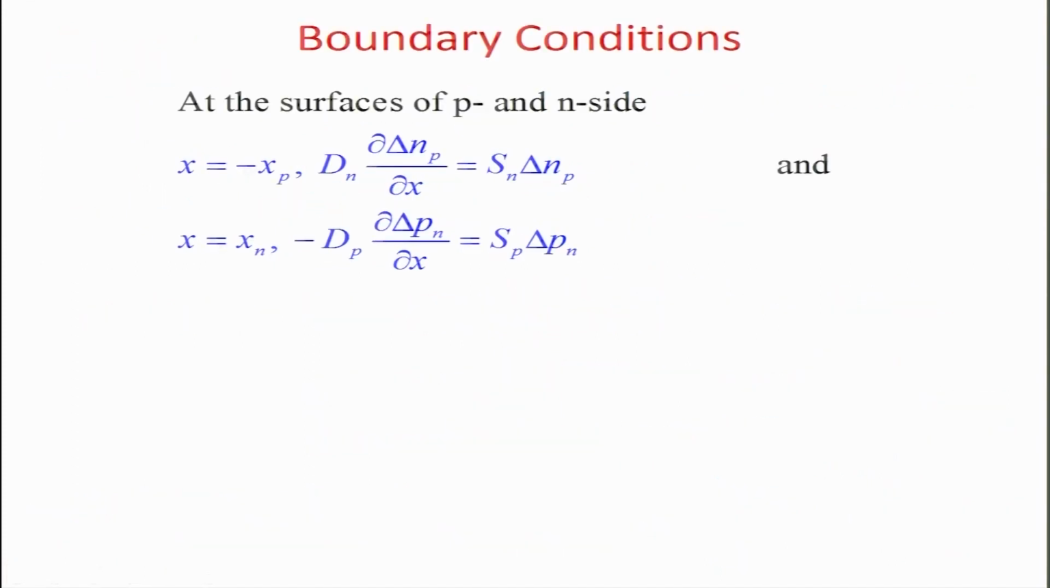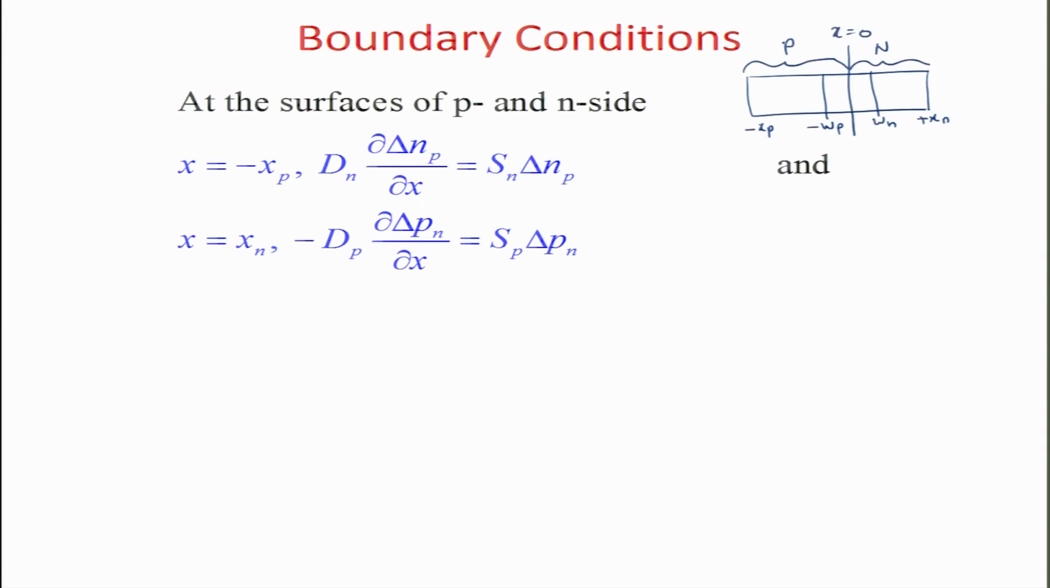First thing is we have to analyze what the boundary conditions are in order to solve the equations. The boundary conditions are at the surface of the P and N side, that is at x equal to minus x_p and x equal to x_n. If you take this as a junction, this is at x equal to 0, this is W_n, this is minus W_p, this is minus x_p and this is plus x_n. So, this side is N side, this side is P side.